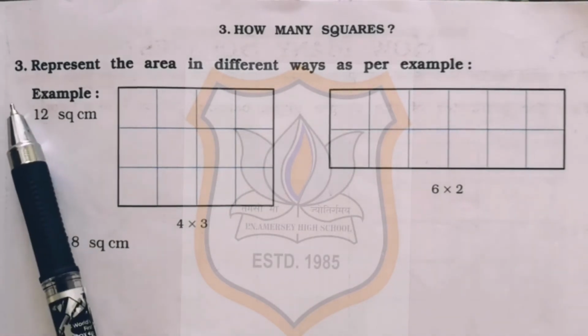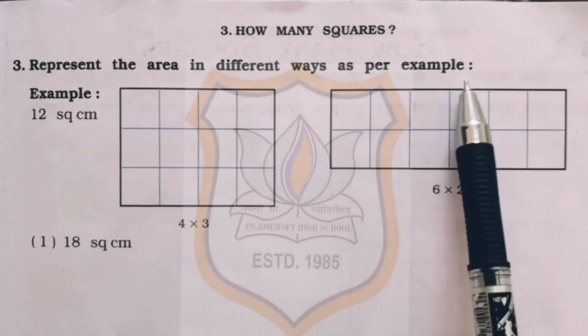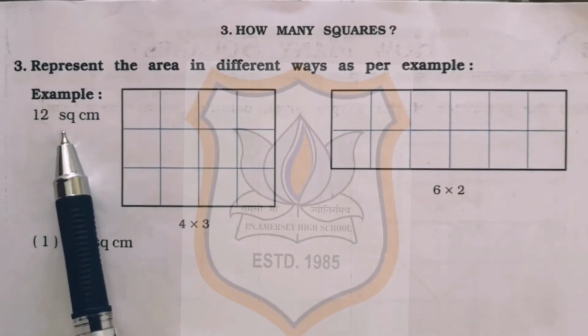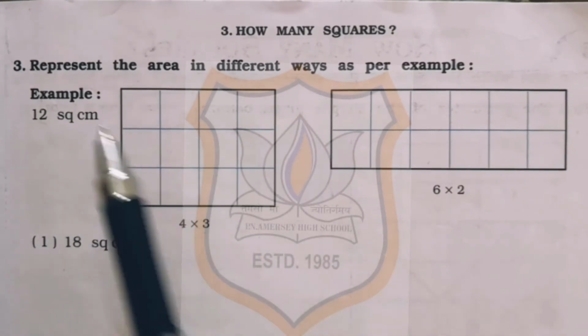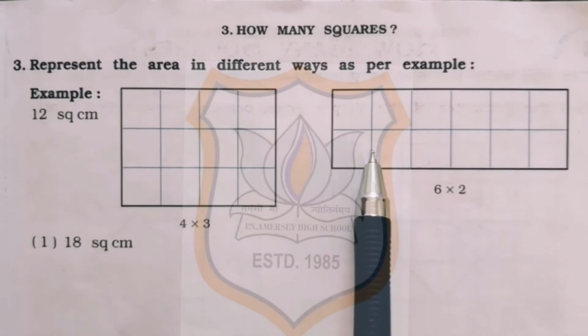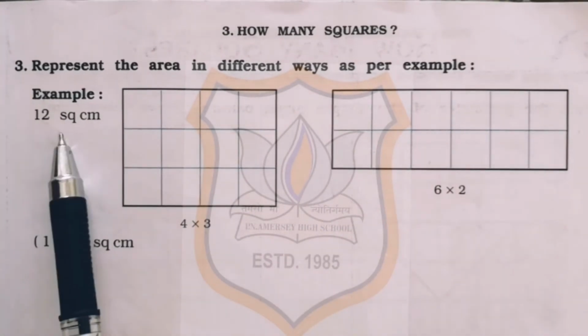Now question number 3 of chapter number 3: represent the area in different ways as per the example. Here an area is given, it is 12 square centimeter. We have to represent this area in two different ways. Here you can see that the total area is 12 square centimeter.